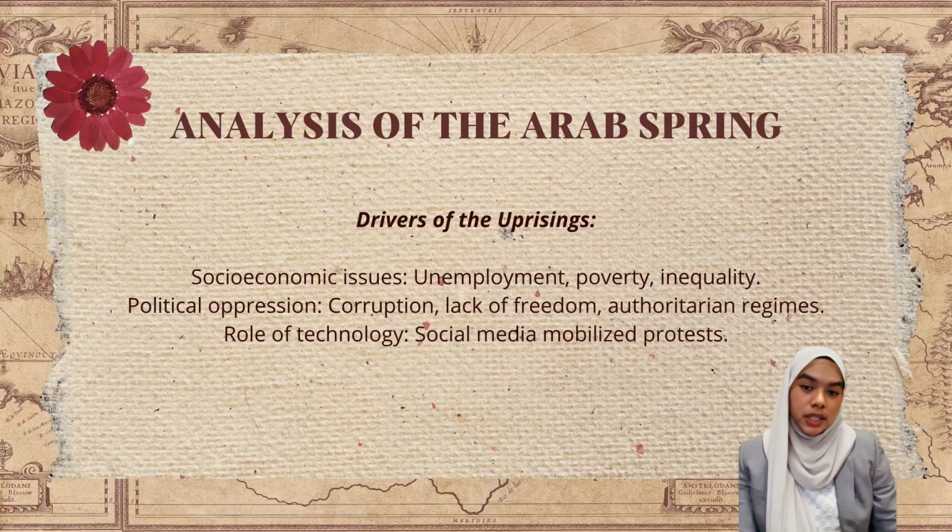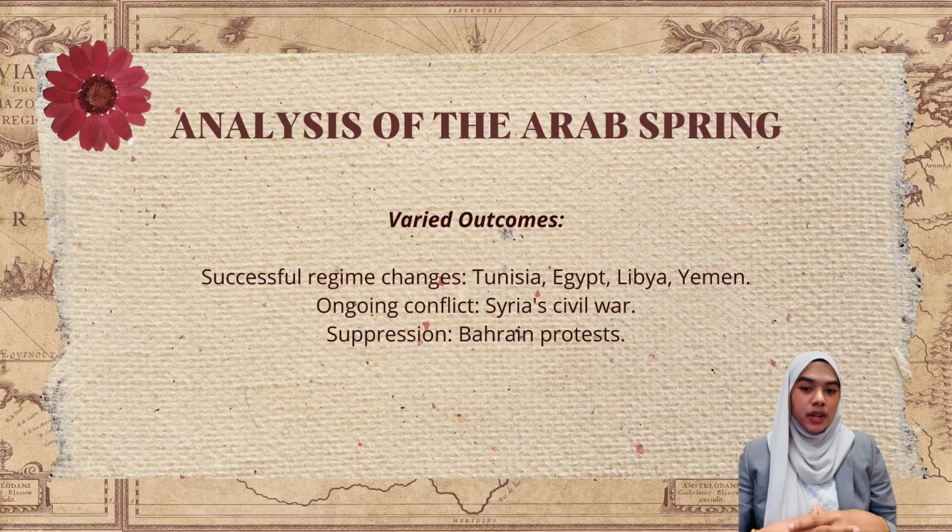Technology, especially social media, played a critical role, acting as a tool for organizing protests and spreading information rapidly across borders. When we examine the outcomes, we see significant variation. In Tunisia, the revolution was relatively successful, leading to democratic reforms.